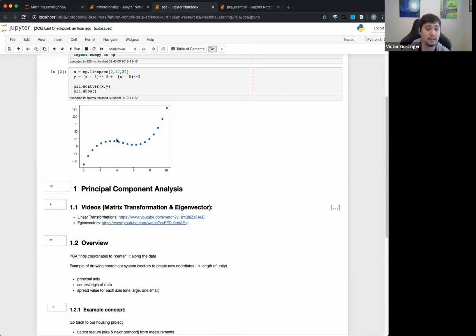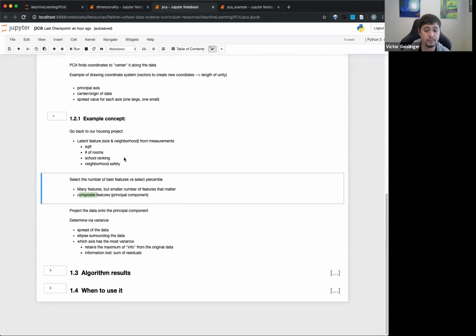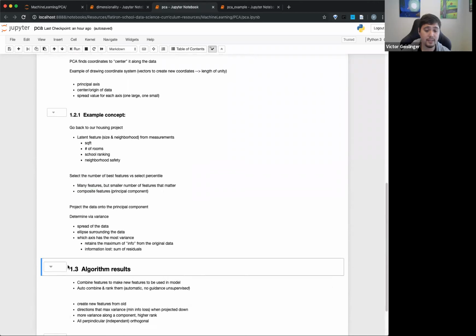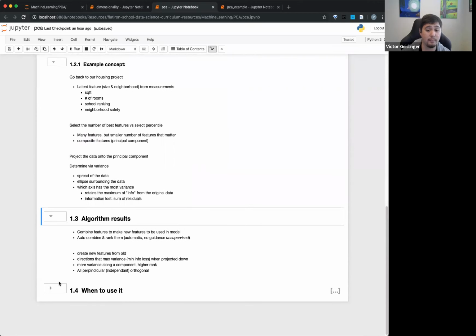Essentially, there would be a lot less information available to us. Okay, so that gives us a little bit of how we can use PCA.